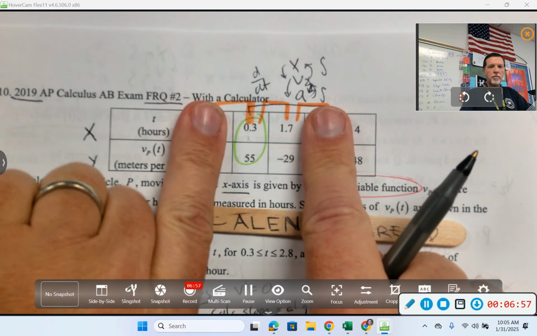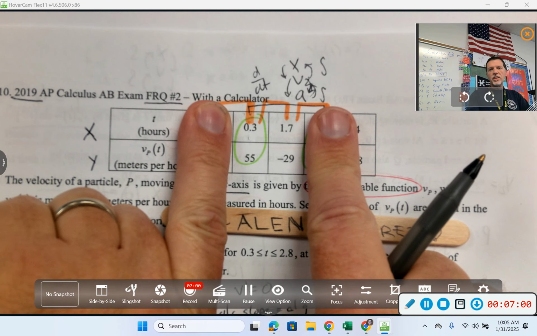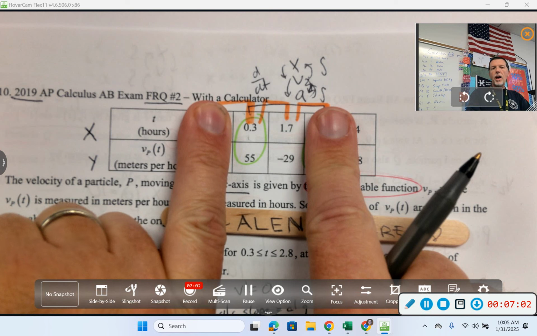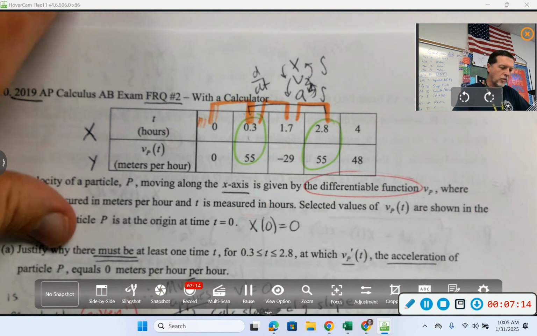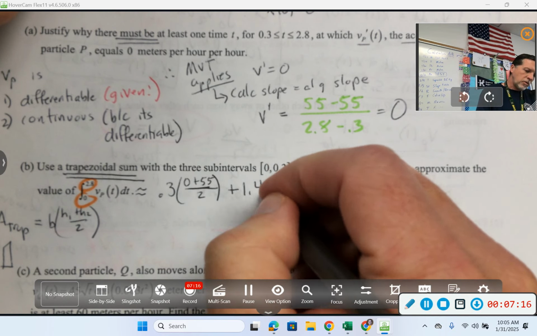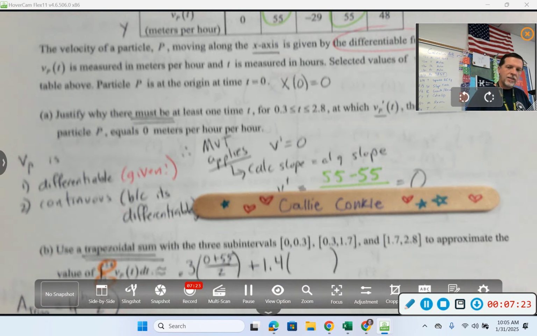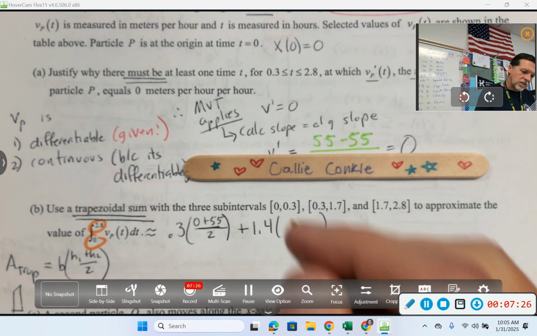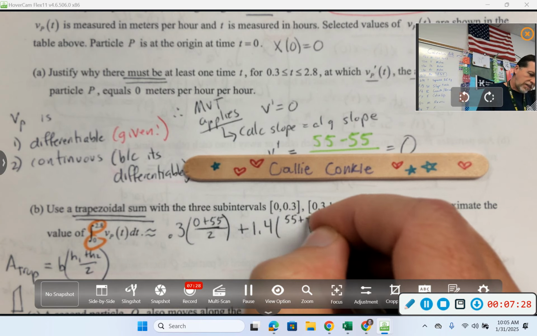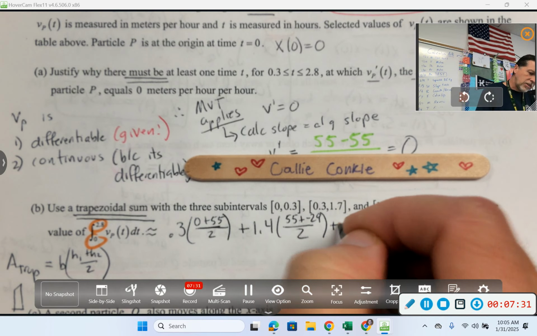Alina, what's the width of my second interval? 1.7. I want the width of it. It goes to 1.7, but how wide is it? It goes from 0.3 to 1.7. Would it just be 1.4? Good, so 1.4 is the width. Callie, what 2 heights am I using for that second interval? 55 and negative 29 over 2.